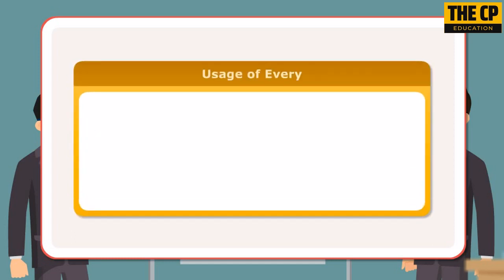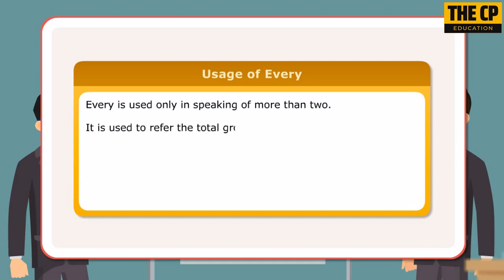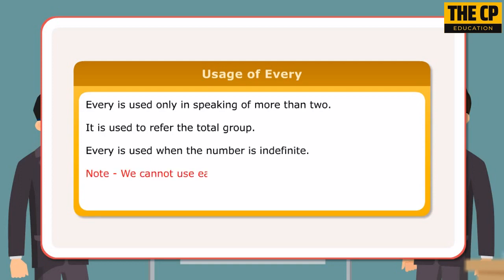Usage of every. Every is used only in speaking of more than two. It is used to refer to the total group. Every is used when the number is indefinite. Note, we cannot use each with the words almost or nearly. Here we use every.